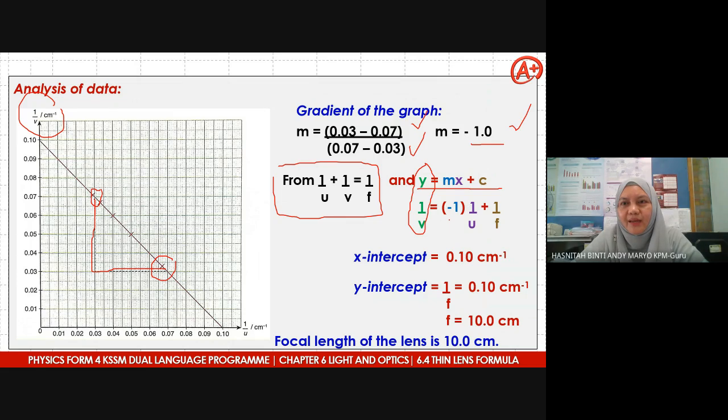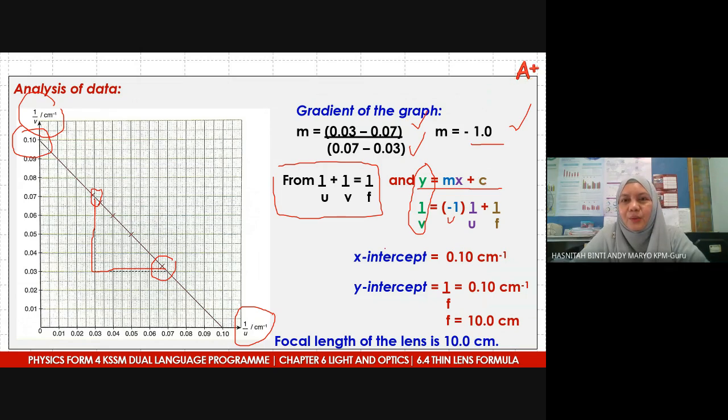This is our gradient, negative 1, and our x is 1 over u. So the gradient is negative 1 and x is 1 over u. The y-intercept of this graph will be 1 over f. The y-intercept of this point is 0.10, which means 1 over f is c.